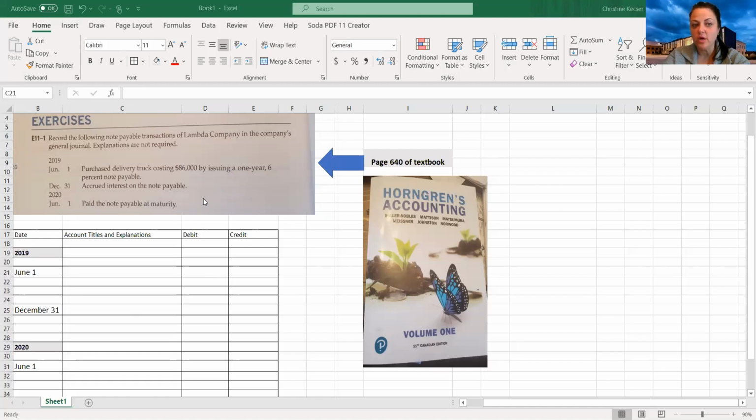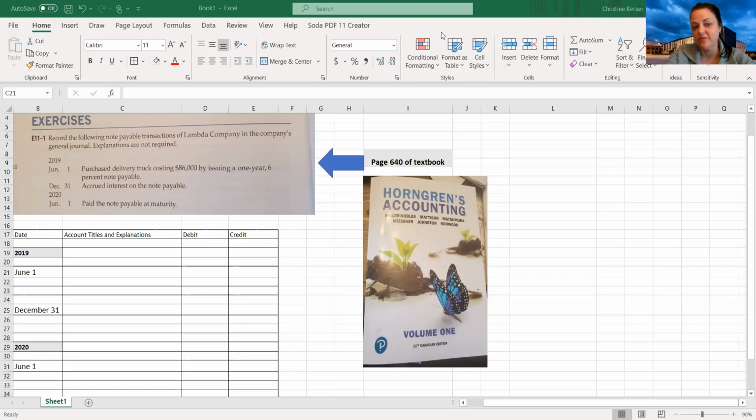So record the following note payable transactions in the company's general journal. June 1st of 2019 was the purchase of the delivery truck costing $86,000, and we purchased that by issuing a 1-year 6% note payable. So our very first journal entry will be related to the purchase of the truck being an asset. We need to create an asset account for this truck, and then we need to post to a liability account for the note payable.